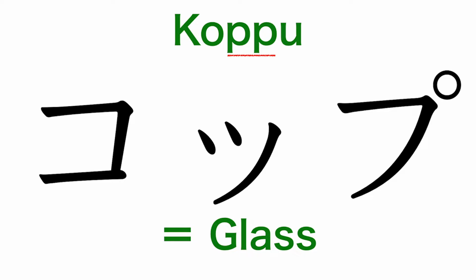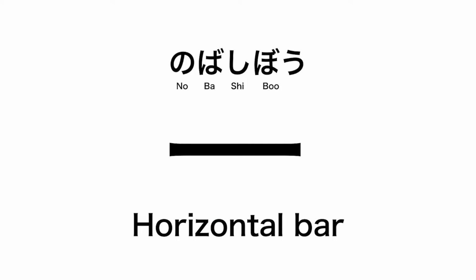There is a small tsu before the letter pu. So the consonant of the letter pu, which is p, will be doubled. So it will be koppu, which means glass.